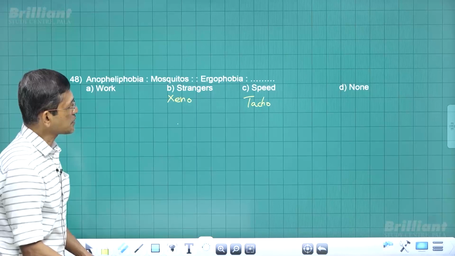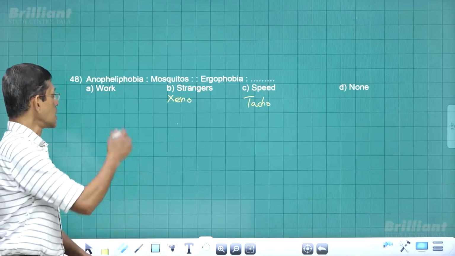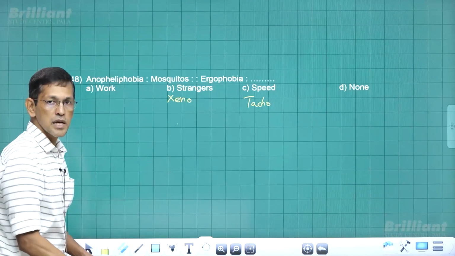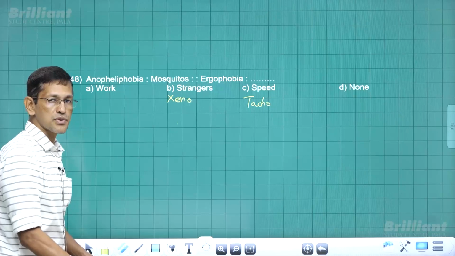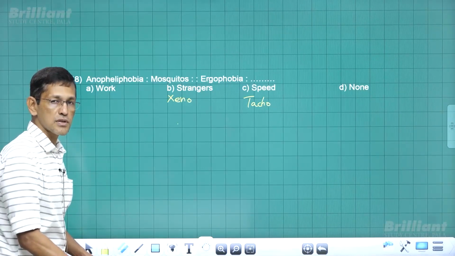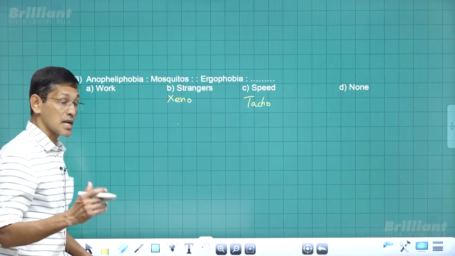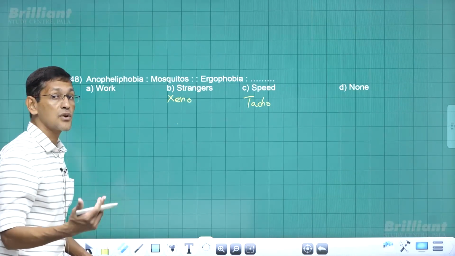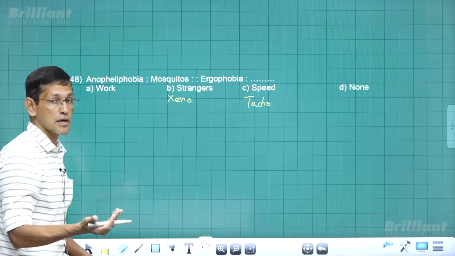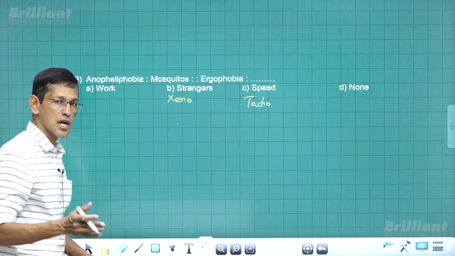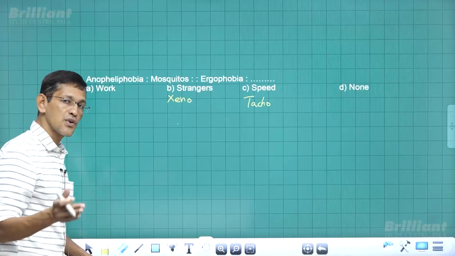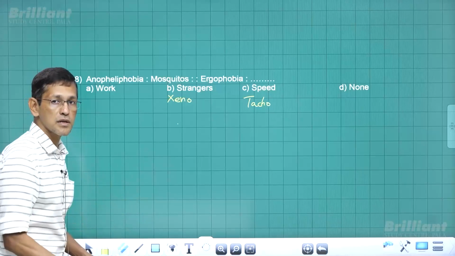All right, so what is ergophobia? Is it none of these, or is it a phobia towards work? Have you ever heard of ergonomics? Ergonomics is an area which studies people at work, their body positions, all those kinds of things. So ergo is something which is connected with work. Ergo is work. So ergonomics is the study of people at work, and ergophobia is a phobia towards work.